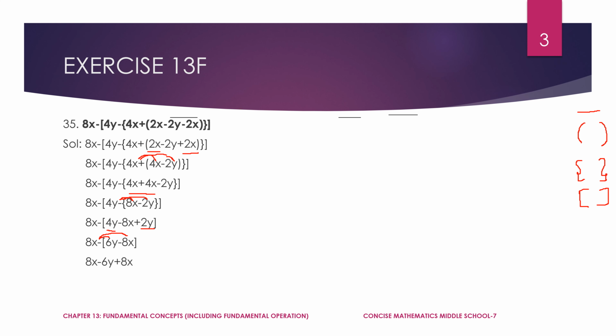And here both are like terms. So both are having plus sign. So just simply add it. It becomes 16x minus 6y. I hope you understood this. If you have any doubts, you can ask me in the comment section.